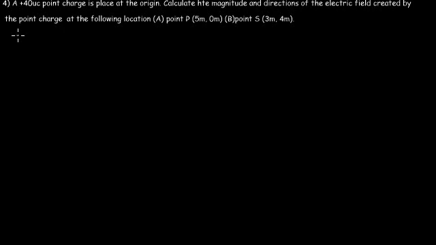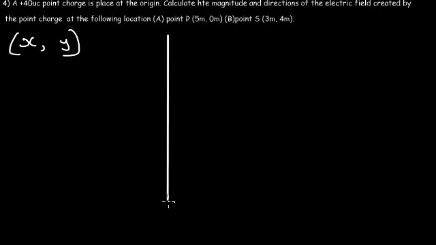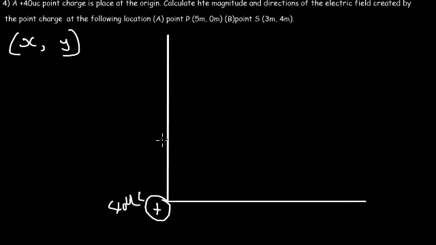And in the Cartesian plane, we know that coordinates are represented in the form x, y, which means the first value will be the value along the positive or negative x-axis, while the second value will be along the positive or negative y-axis. So first, let's draw a Cartesian plane. I'm going to use a ruler to have a clear diagram. So this is the origin. And according to the problem, a 40 microcoulomb point charge is placed at that origin. So therefore, I have a positive 40 microcoulomb point charge.